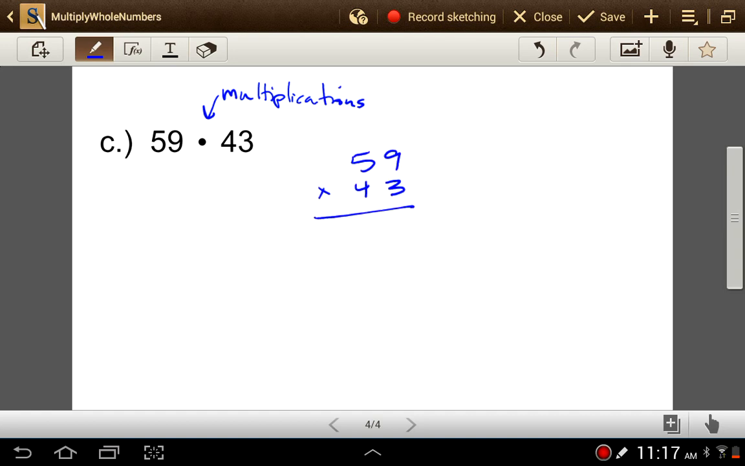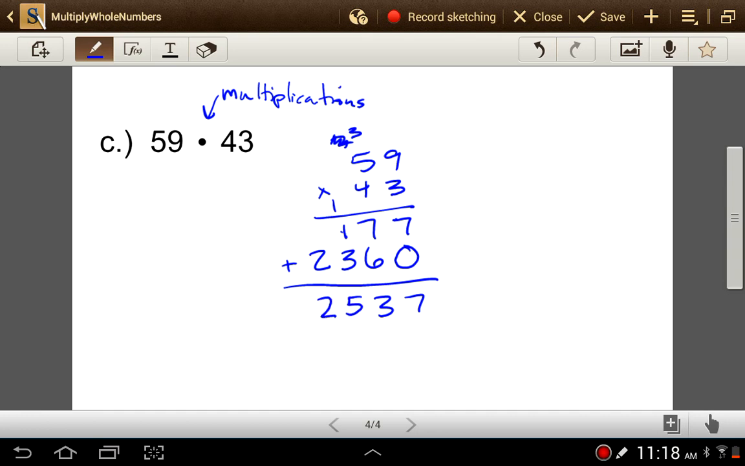So I'm going to do 59 times 43. I'm going to work through this. 3 times 9 is 27, so I put the 7, carry the 2. 3 times 5 is 15, plus 2 is 17. Cross that out. Now I'm going to do 4 times, don't forget my 0 down here. 4 times 9 is 36, so I put the 6, carry the 3. 4 times 5 is 20, plus 3 is 23. Add those together, I get 7. 7 plus 6 is 13, so I put the 3, carry the 1. 1 plus 1 plus 3 is 5. And I bring down the 2, 2 plus 0, so my final answer is 2,537. And that's how you multiply whole numbers.